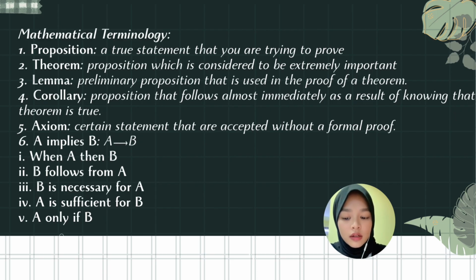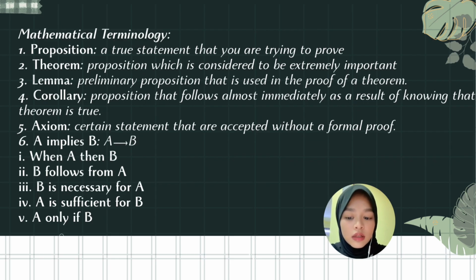After that, a corollary. A corollary is a statement that follows almost immediately once a theorem is proven. In other words, if the theorem is true, then the corollary must also be true. Next is an axiom. An axiom is a statement that we accept as true without proof. These are basic assumptions that form the foundation of mathematics.